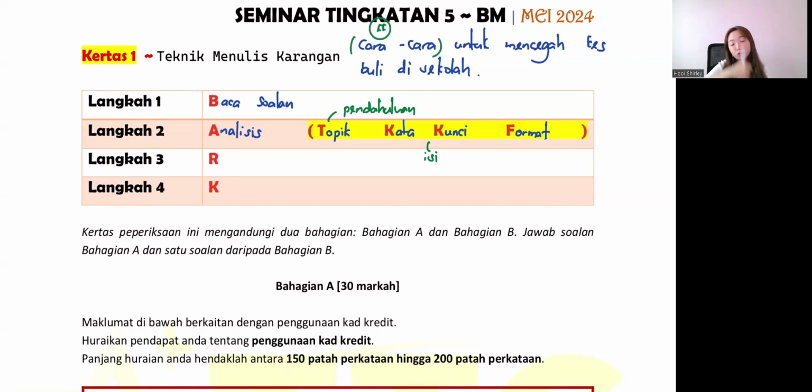So you know that throughout the entire karangan, the isi part, the point part, you will need to write the cara-cara. Untuk mencegah case bully, this is the entire topic lah, and most importantly is the case bully. So this one is your topic. But when you combine both together, this is tajuk. So this one is tajuk.